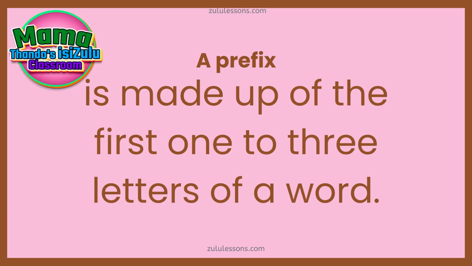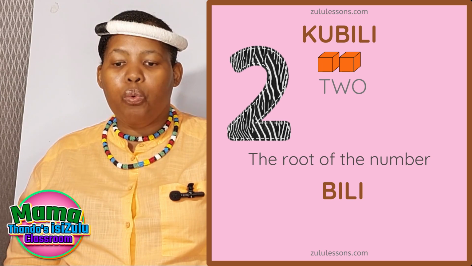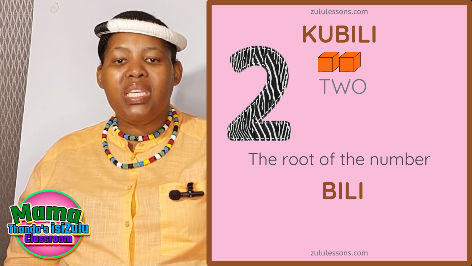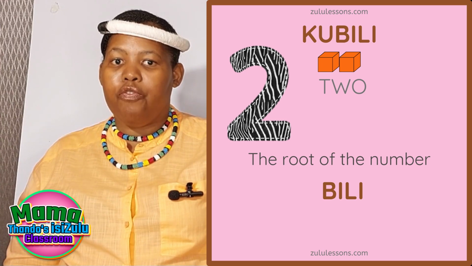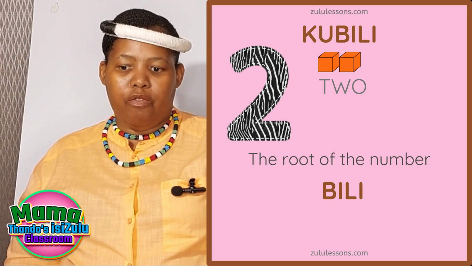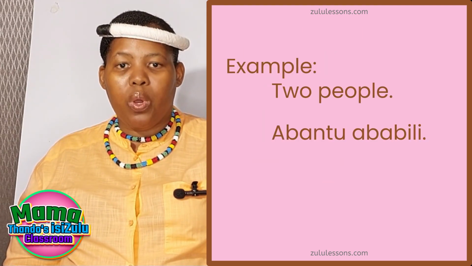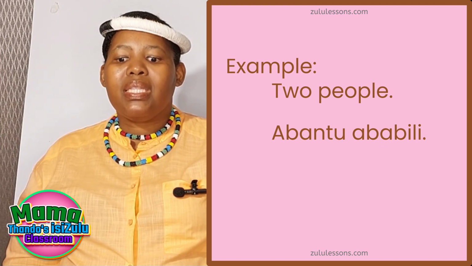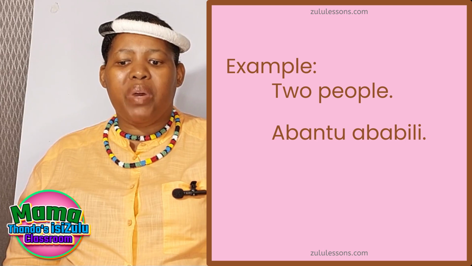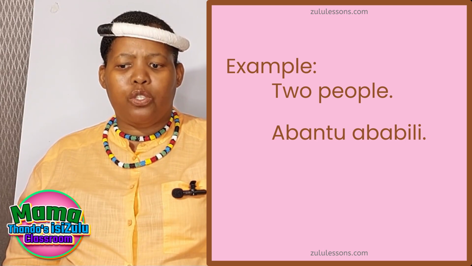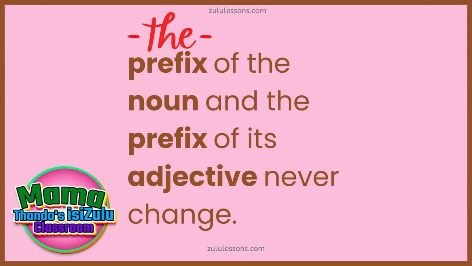A prefix is made up of the first 1 to 3 letters of a word. For the number 2, which is kubili, you will only see bili, which is the root of the number, on the adjective. And so, 2 people is Abantu, ababili. The letters aba before the number bili is the prefix of the adjective. The prefix of the noun and the prefix of the adjective never change.